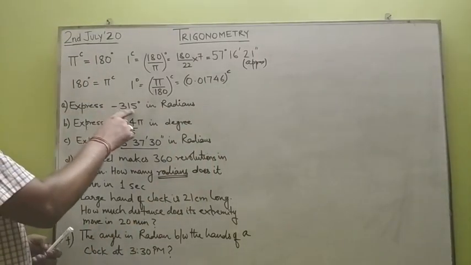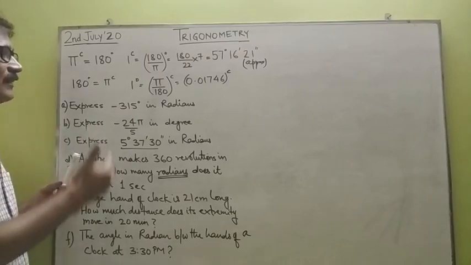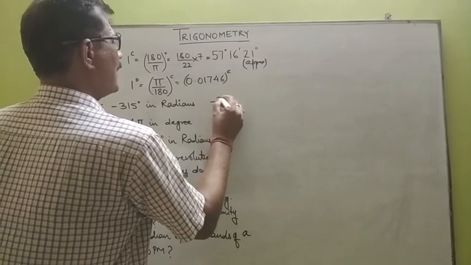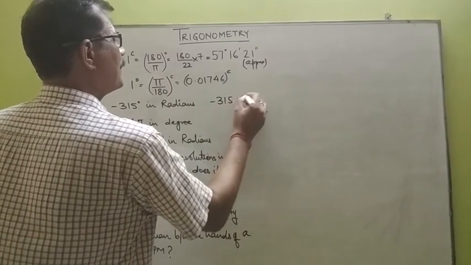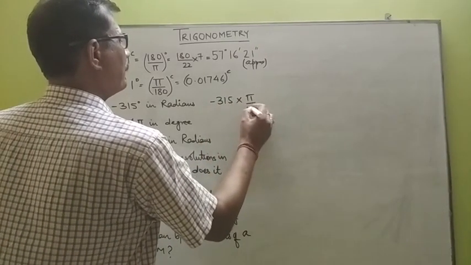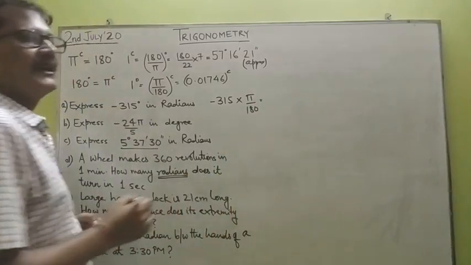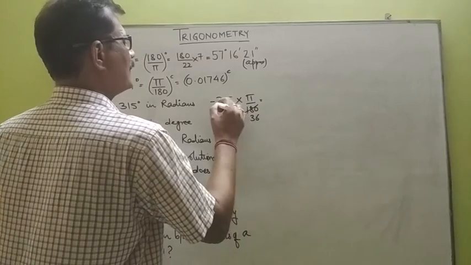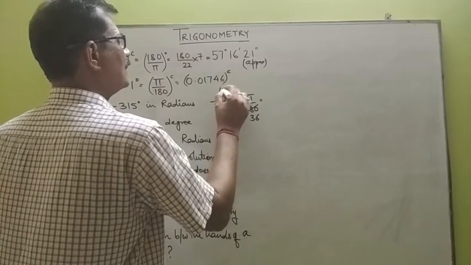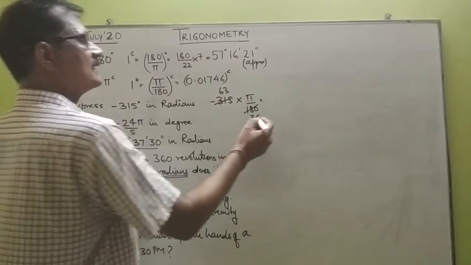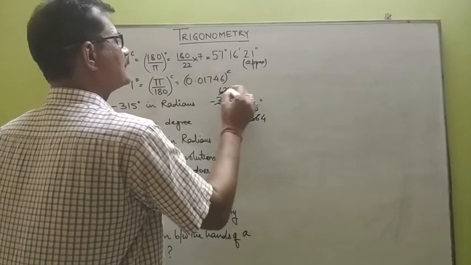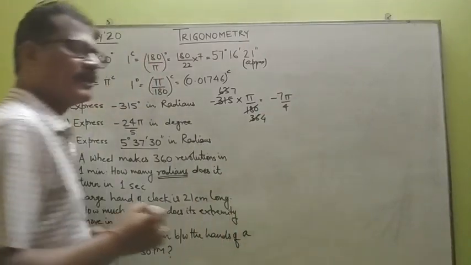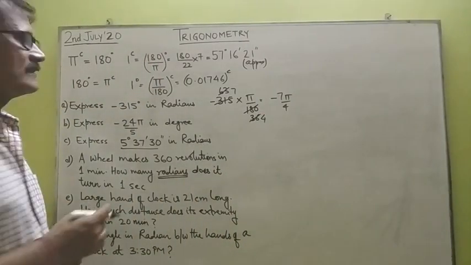Express minus 315 degrees in radians. To convert degrees to radians, we need to multiply by pi by 180. So minus 315 multiplied by pi by 180. When you reduce it to lowest terms, dividing by 5, it becomes 36 and 63, and then dividing 63 and 36 by 9, this becomes 4 and 7. So it is minus 7 pi by 4. And the minus sign means the rotation of the ray is clockwise.